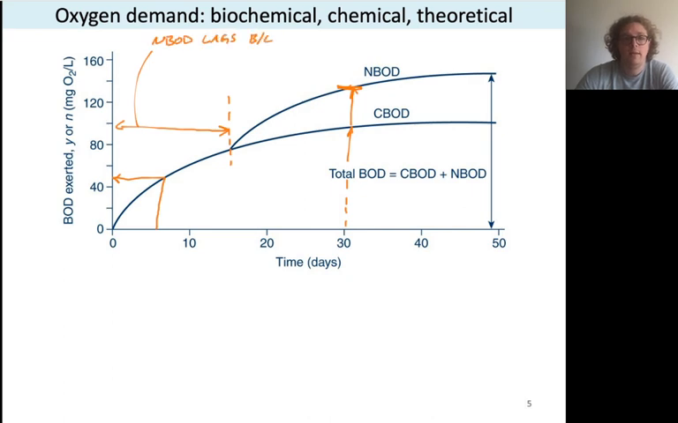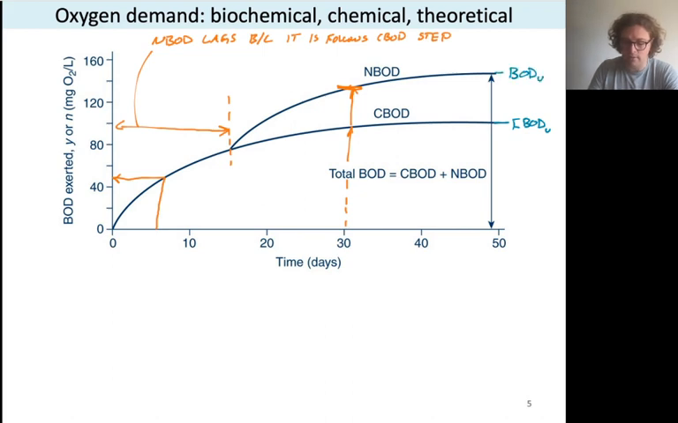So the lag that we see is essentially because this is a sequential process. So we need to have the CBOD get exerted and generate those amino groups, and then we need the microbes that are involved in the nitrification process to be able to reproduce in sufficient numbers so we actually realize that NBOD. So the reason for that delay is largely because it's a sequential process.